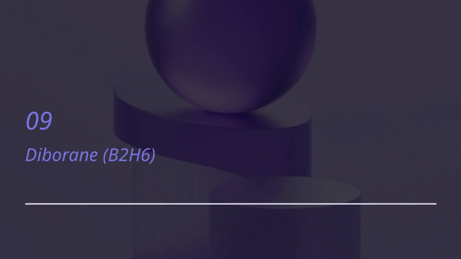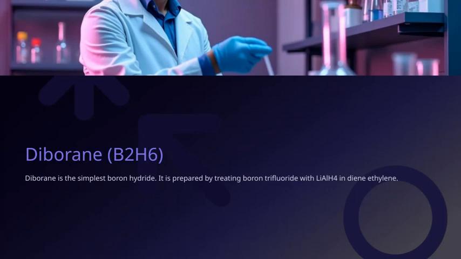Understanding diborane helps us appreciate the complexity and versatility of boron hydrides as a whole, reinforcing the broader theme of how these compounds can be used in different applications, including synthesis and materials science. Diborane, which is also known as B2H6, is actually the simplest boron hydride out there. It's quite interesting because of its straightforward structure compared to other boron hydrides.